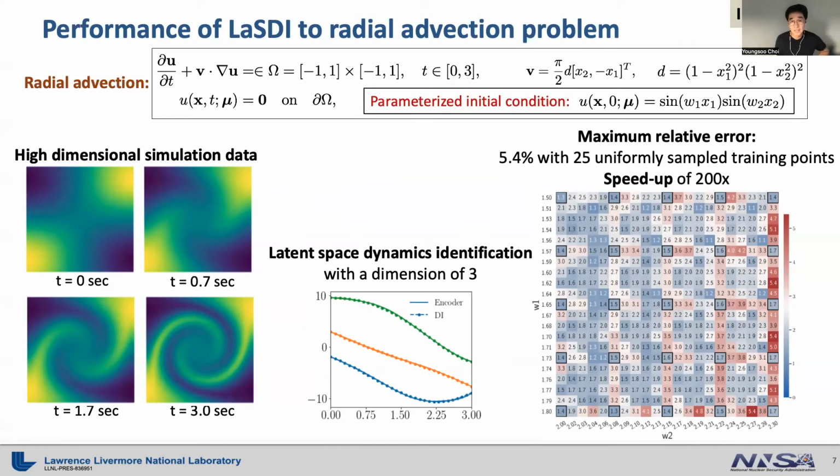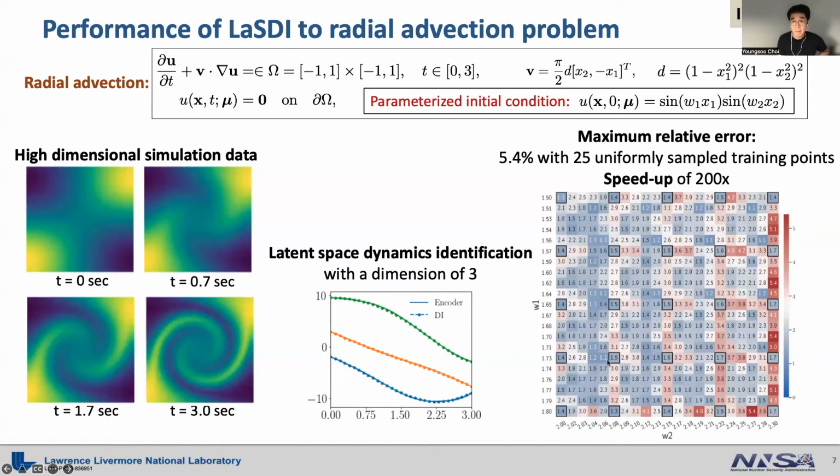We have applied the LaSDI framework to the radial advection problem by parameterizing the initial condition with two frequency values W1 and W2. For this problem, we took uniformly sampled training points as shown in this graph, 5 by 5, which gives 25 training points in total, depicted by the rectangles here. For each training point, we generated the high-dimensional simulation data. Then we compressed them to a latent space with dimension of 3 using an autoencoder, which is a nonlinear compression technique. Then the coefficients of the ODEs that fit the latent space dynamics data were interpolated for the parameterization.